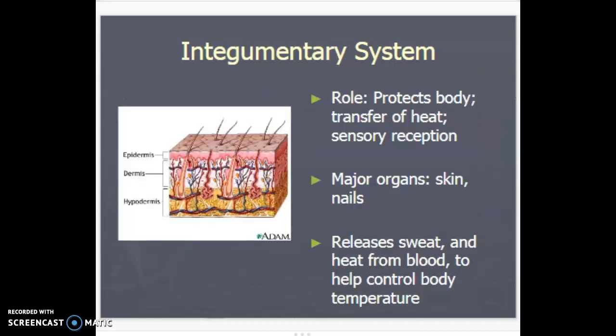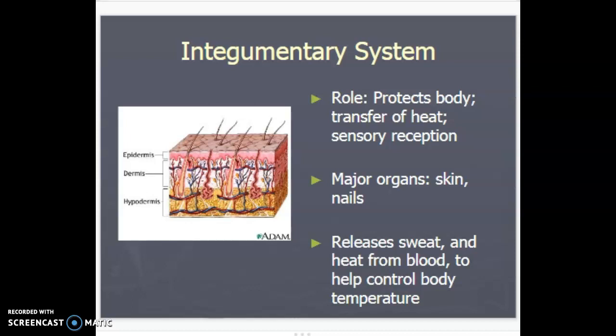And one of our first systems that we are going to go over is the integumentary system. It's the largest system in your body. It's going to be your skin and some of the underlying tissues in that. Its role is to protect your body. That's its main role, is to keep pathogens outside of your body. It also helps transfer heat, and it has many nerves that are there for sensory reception.